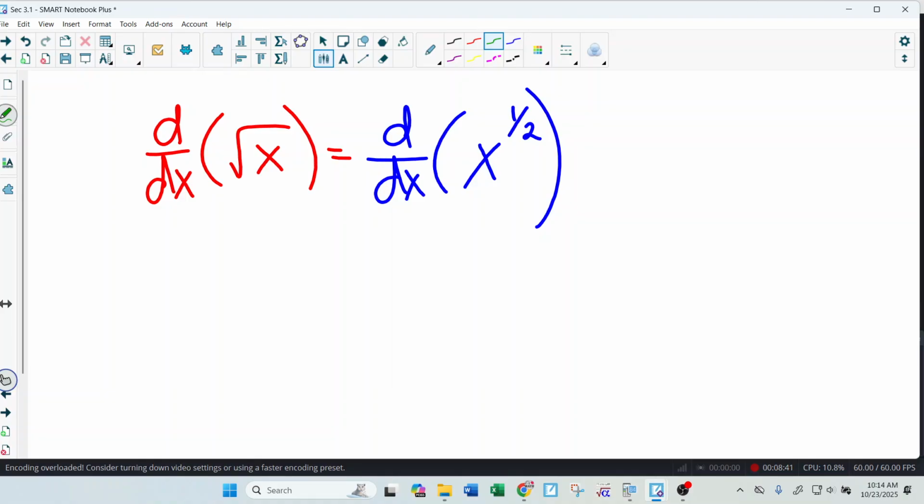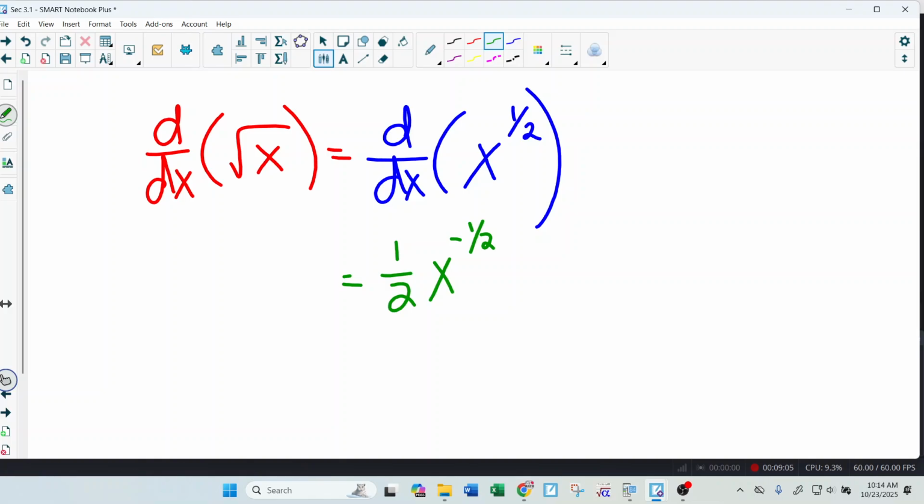All of our derivatives, we want to take derivatives and deal with stuff in terms of it being an exponent, not in terms of a radical. So I want to write that as 1/2. So the derivative, if it's to the 1/2, I bring down the 1/2 and I subtract 1. That is my derivative.